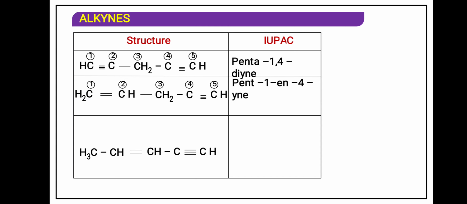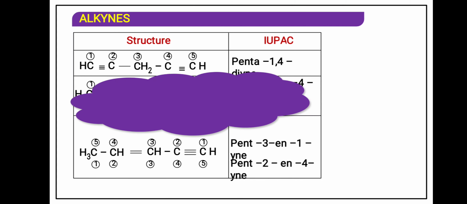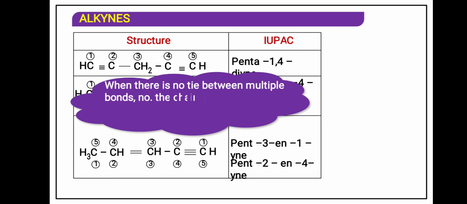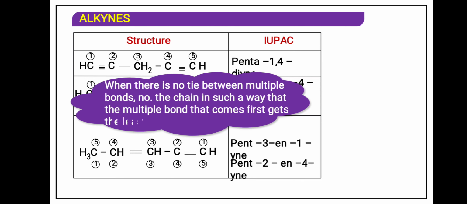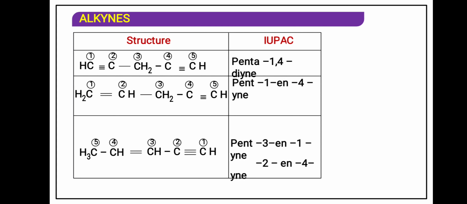Here again the numbering will start from where there is no tie between the multiple bonds. If you start from right or left, what happens? The multiple bond that comes first gets the least number. So over here the triple bond will come first.